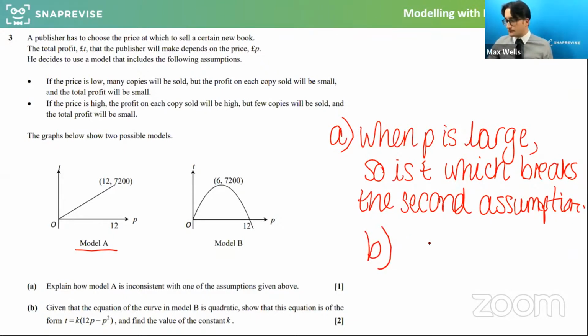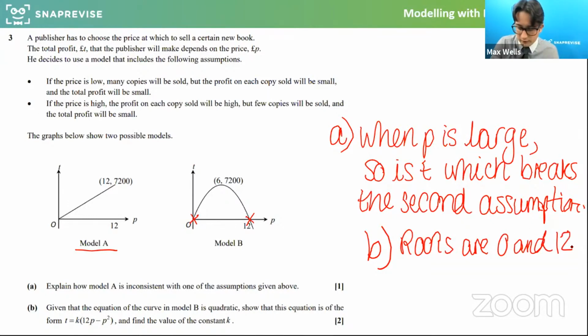So then for part B, it says, given that the equation of the curve in model B is quadratic, show that this equation is of the form given there and find the value of K. So what do we know? Because this is maybe getting a little bit more classically mathsy. We're now being told, well, what's the equation of it? What is this actually showing? So it's a quadratic, it's parabolic, and we've got the turning point, and it's actually giving it to us in a complete the square way. And we also know 2 points that we would refer to as the roots. So is everyone happy that the roots that we have are 0 and 12?